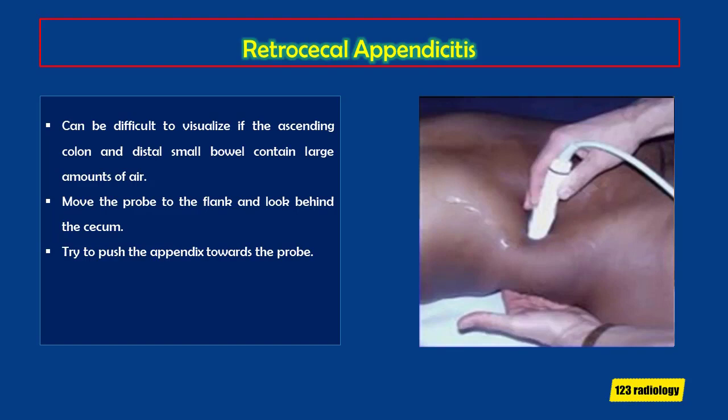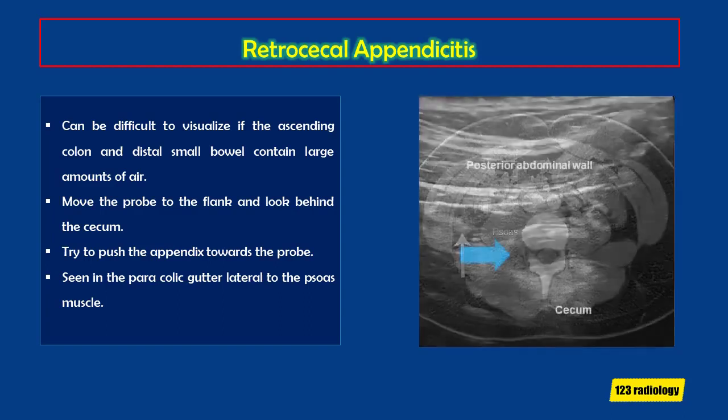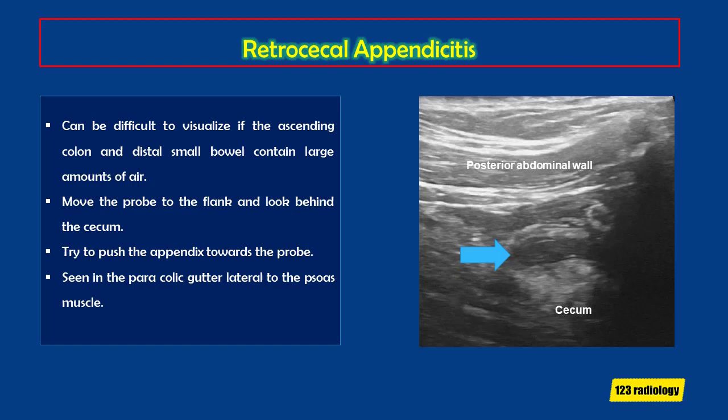The majority of appendices are intraperitoneal, medial to the psoas muscle, but some of them will be retrocecal, seen in the paracolic gutter, lateral to the psoas muscle. Here is a case of retrocecal appendicitis. As you can see in this case, the appendix is well visualized by posterior approach through the flank. It is seen enlarged with increased echogenicity of the surrounding fat, denoting acute appendicitis.